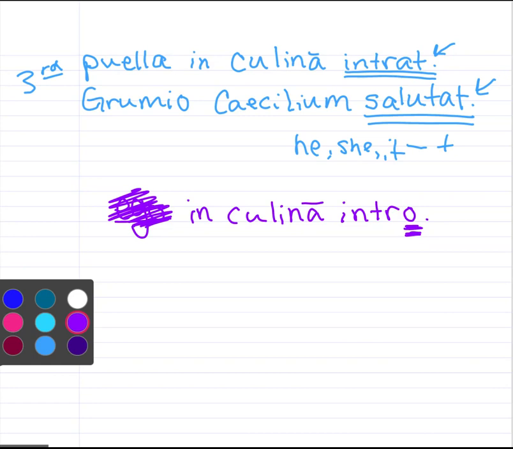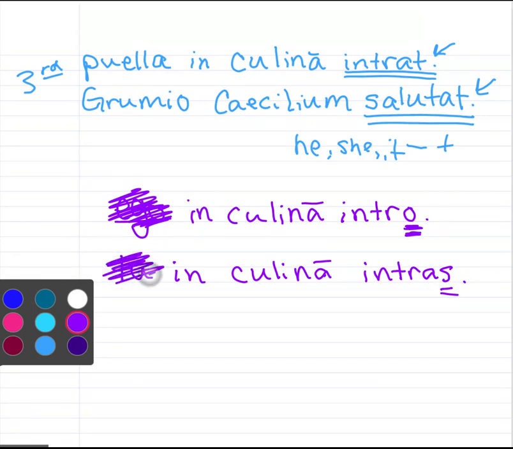What if I wanted to say you are entering the kitchen? Tu in culina intras. My verb ending for a you is an S. Again, just like before, if I got rid of the word tu, it still says the same thing. This S lets me know that my subject is you, so you enter into the kitchen.